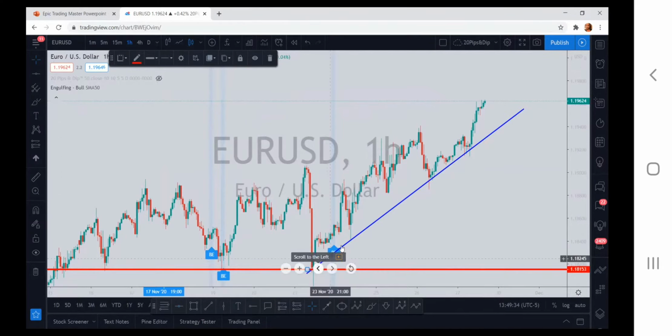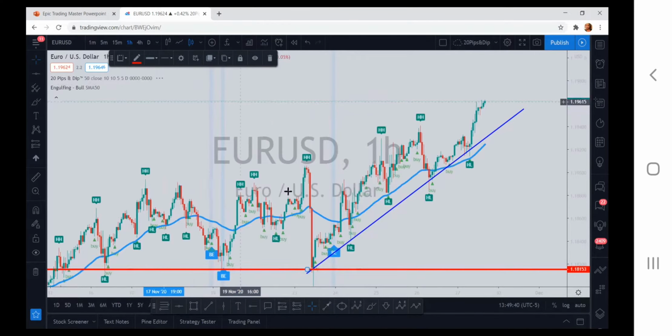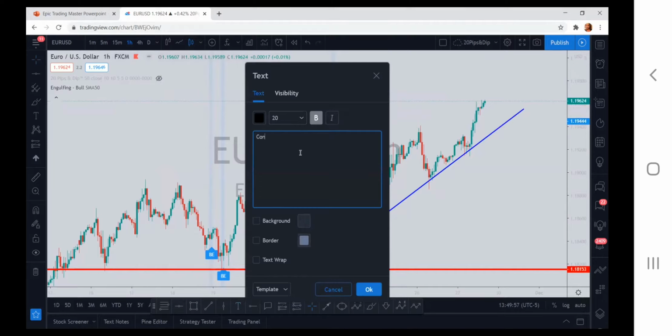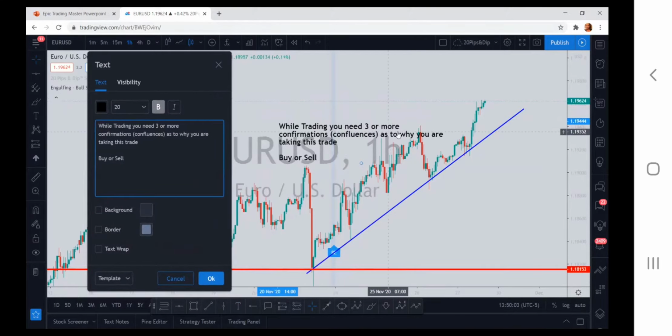Okay. Maybe you wait for the touch of a trend line, right? Maybe you're waiting for market structure and the touch of a trend line and the touch of support. Okay, you're looking for confirmation as to why you're getting in the trade. That is what confluence is. Okay, so we're just going to review one more time. While trading, you need 3 or more confirmations or confluences as to why you're taking a trade, a buy or sell. Okay, there's different types of confluence.